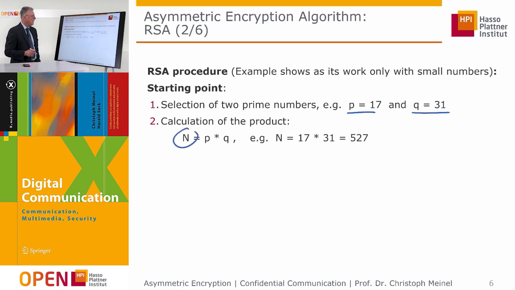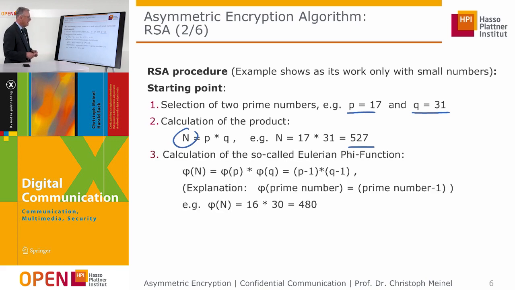The n is p times q, and in our case, n is 17 times 31, which is 527. So the attacker has to find p and q out of this number, and this is almost impossible if p and q are very large prime numbers.